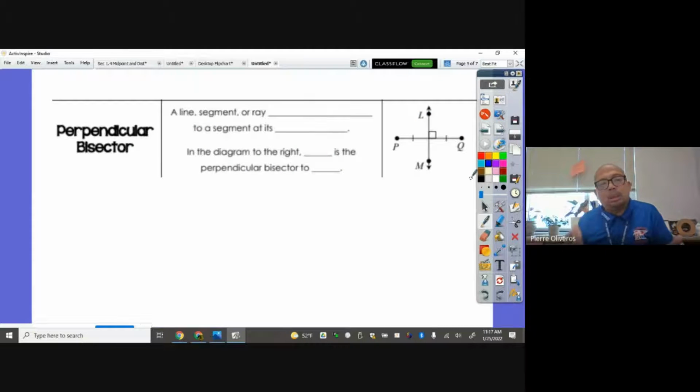Okay, now let's put them together. So we have a bisector, we have a perpendicular.